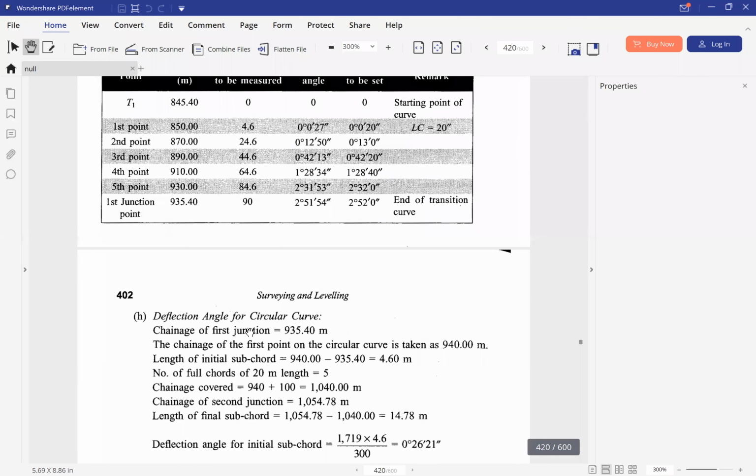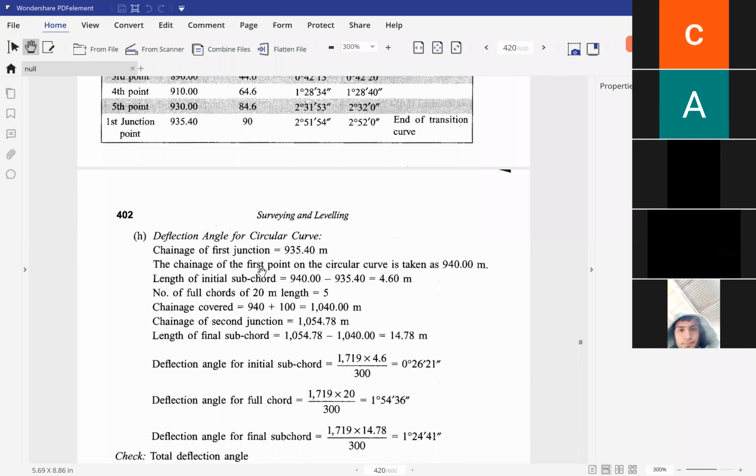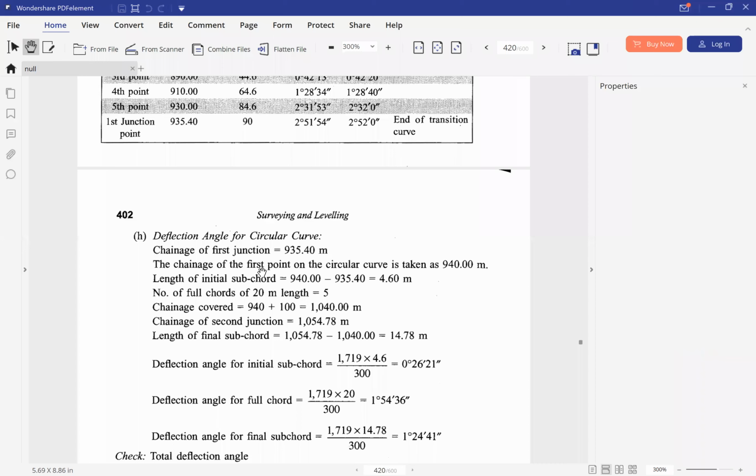The next is you need to prepare the setting out table for the circular curve. Now this you have been doing so many times in the previous lectures, so I don't think there is a need to go through this because you already know this thing.